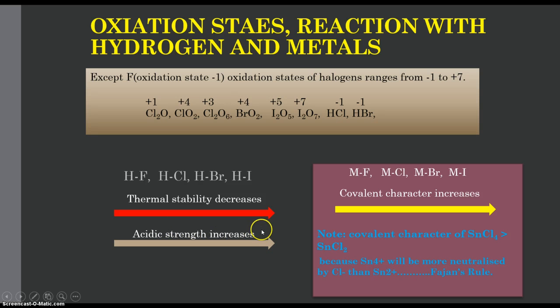Now acidic strength consequently increases from HF to HI. Why?